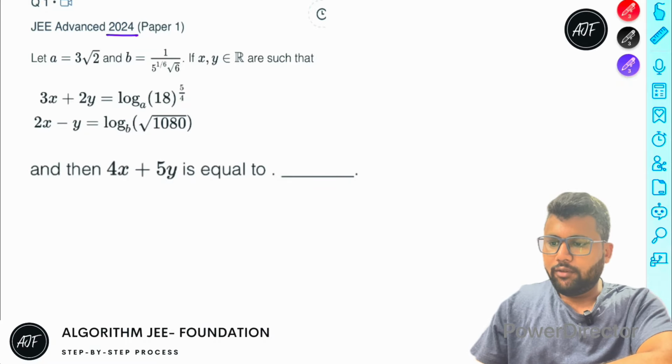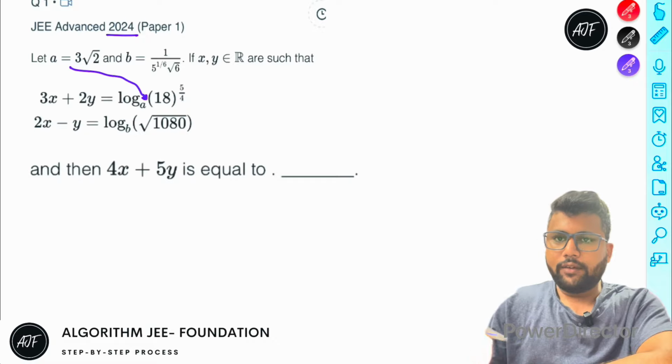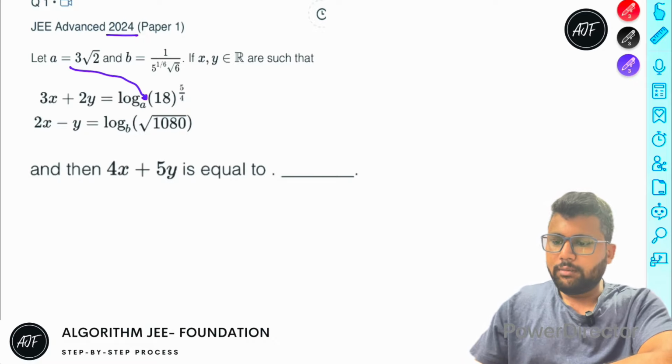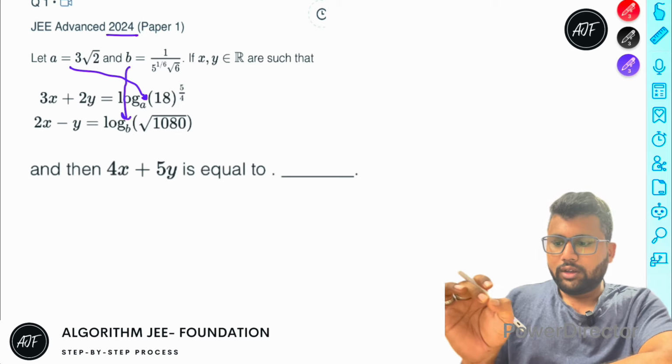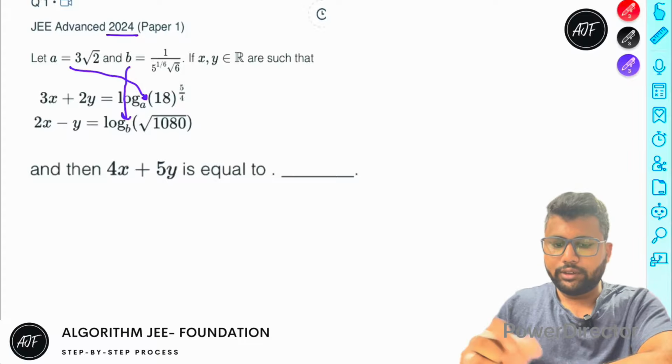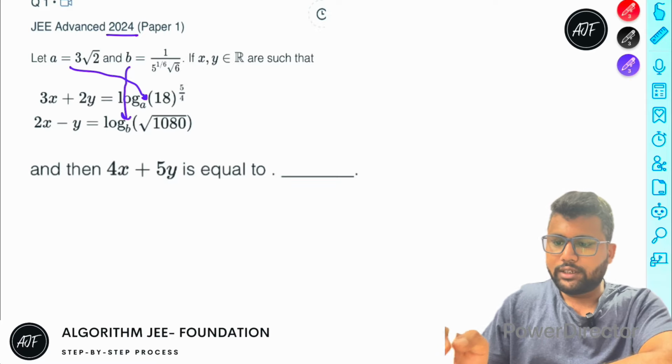Basically, you can put the a value there and first simplify it, then maybe it becomes a constant term. After that, put the b value there and find the log values. After that, we have two equations and two unknowns, which are easily solved. So first I'll just deal with this one.